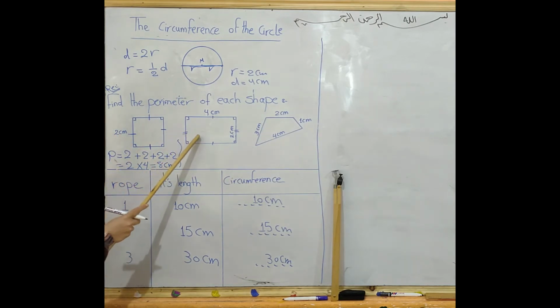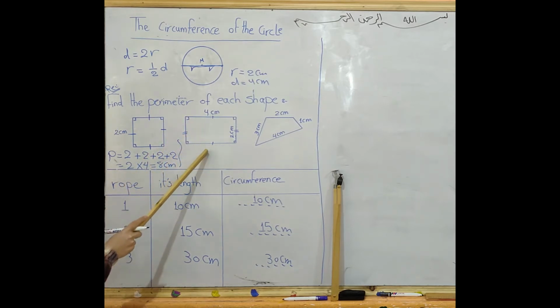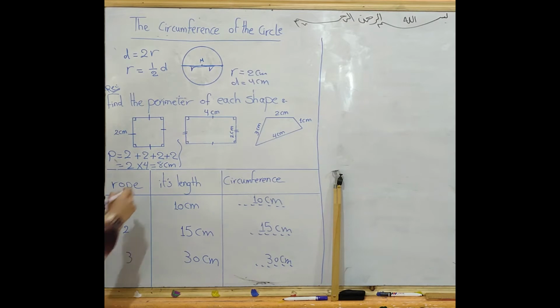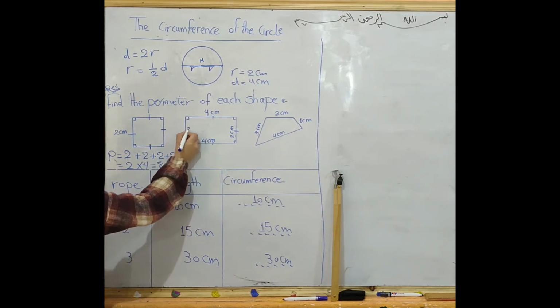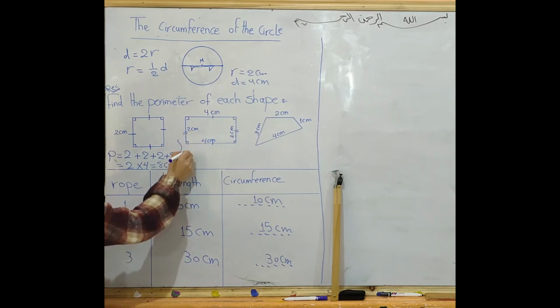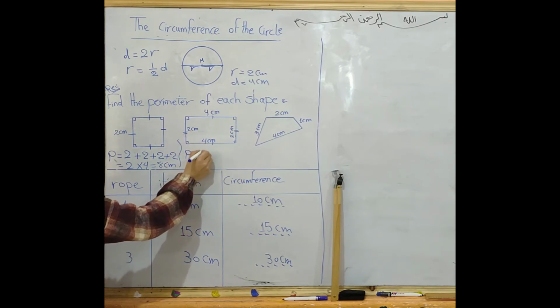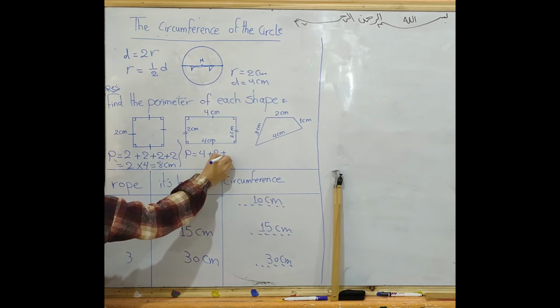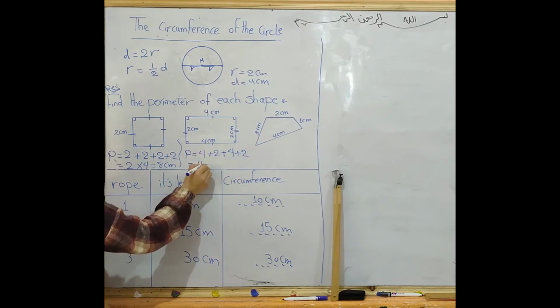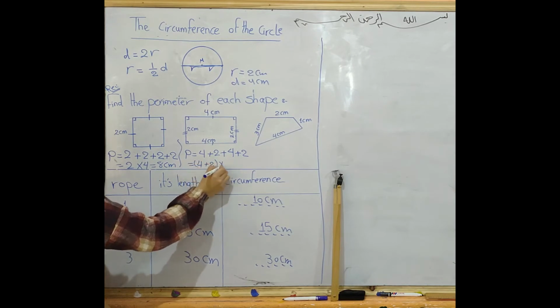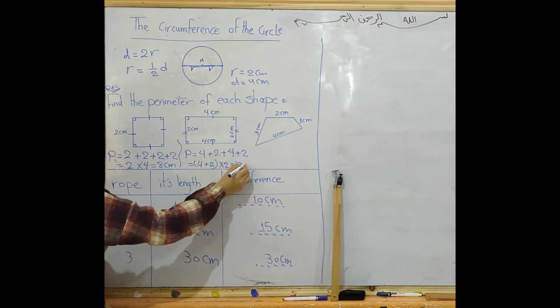For this rectangle, to find the perimeter, we know that each two opposite sides in the rectangle are equal in length. So this line segment equal 4 centimeter and this line segment equal 2 centimeter. The perimeter equal 4 plus 2 plus 4 plus 2, or 4 plus 2 all by 2, equal 12 centimeter.